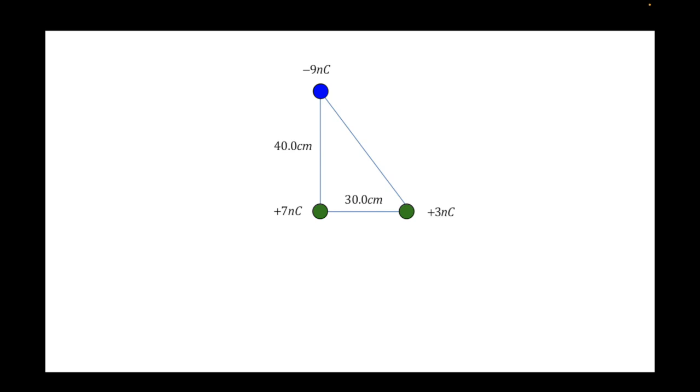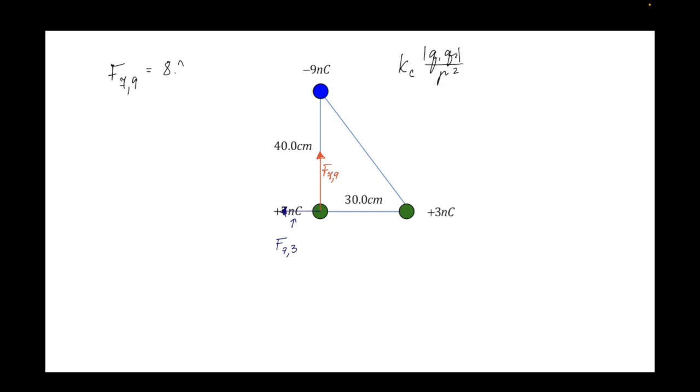7 nanocoulombs, which is our charge, is going to be attracted to negative 9 nanocoulombs pretty strongly. It will be repelled by the 3 nanocoulombs. And although 3 nanocoulombs is 3 times smaller, it also is somewhat closer. So I'm just going to draw a slightly smaller force. So this is the force on 7 by 3, and this is the force on 7 by 9. Okay, so those are the two forces we need to figure out.